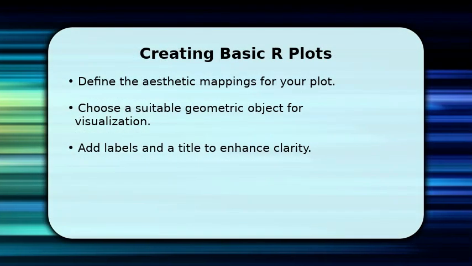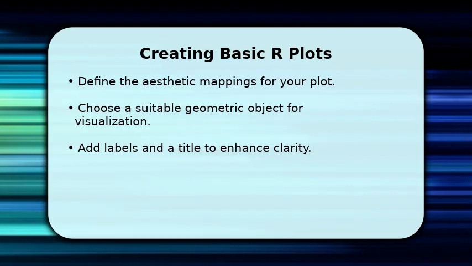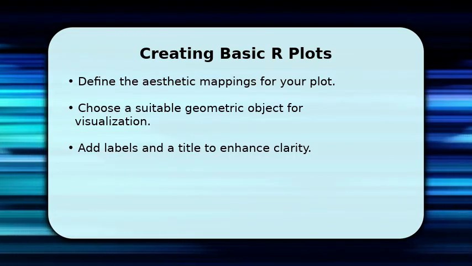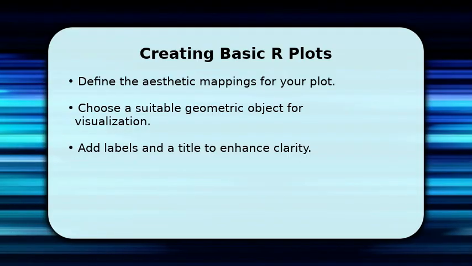Now let's build a basic plot. Start by defining the aesthetic mappings, which link data variables to visual properties like X and Y axes. For example, map temperature to the Y-axis and time to the X-axis. Next, select a geometric object or geom, such as geom_point for scatter plots or geom_line for line graphs. Finally, add clear labels for your axes and a descriptive title to your plot for better understanding.